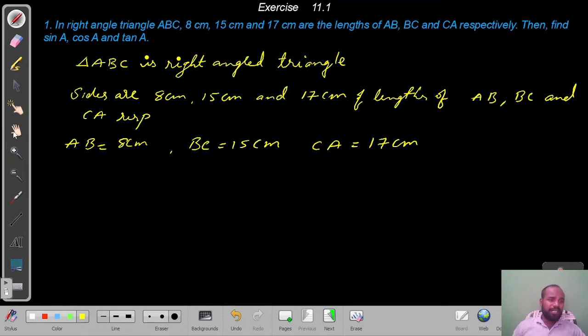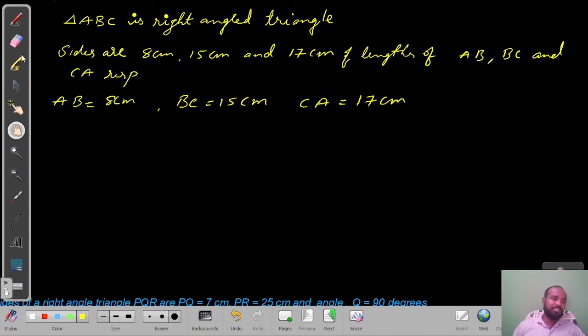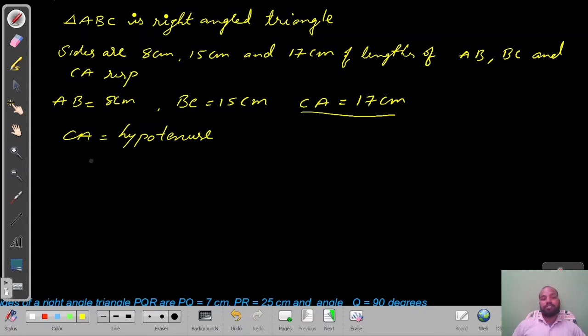From the given sides, which is the longest one? The longest one is CA, yes or no? The longest one is CA. So CA is the hypotenuse.